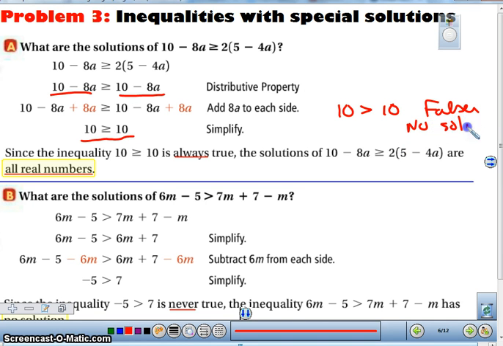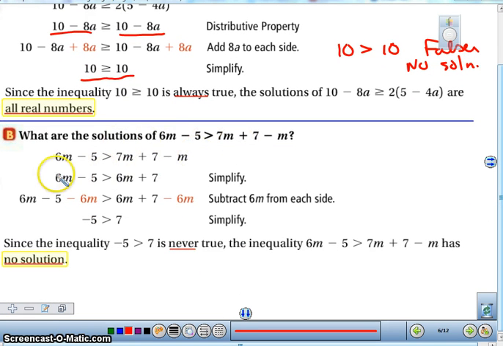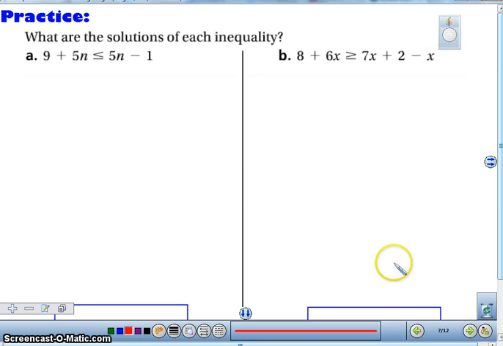Okay? This next one down, as you take a look at this, it says, what are the solutions? You get 6m minus 5 and 6m plus 7. We subtract 6m from both sides, and we get negative 5 is greater than negative 7. Since this will never happen, it is no solution. Kind of like when I talked about here. So just make sure you solve the problems all the way.